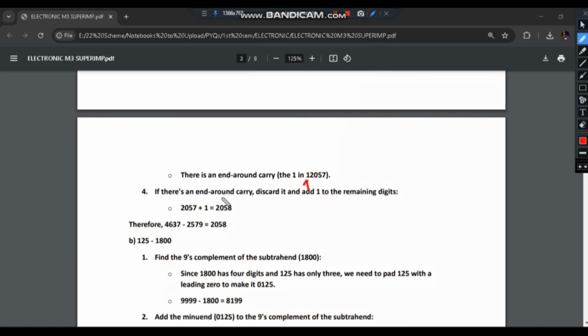If there is an end around carry, in that case what we should do is discard it and add 1 to the remaining digits. Means 1 will be discarded, so what will be remaining? 2057. To 2057 we have to add that 1. So when we add that 1 to 2057, we're getting 2058. This is the final answer. These are the steps you need to follow.